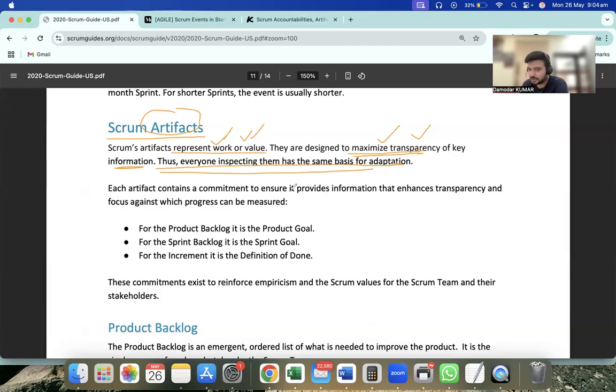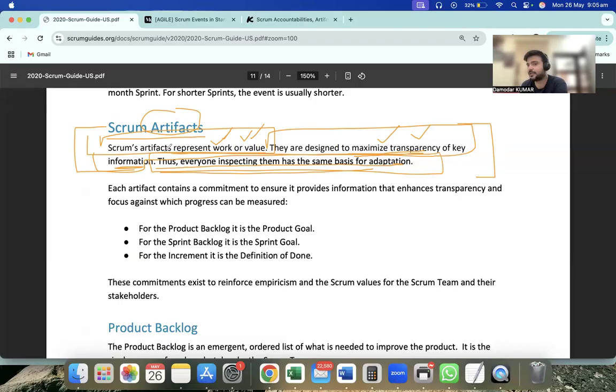I will come to it, not to worry, but remember this, or break it down into three parts. One part is the definition: the Scrum artifacts represent work or value, and they are designed for maximizing transparency of the key information, and everyone who is inspecting them has the same basis for adaptation. Just a single line of definition, and the three pillars are coming: transparency, inspection, and adaptation.